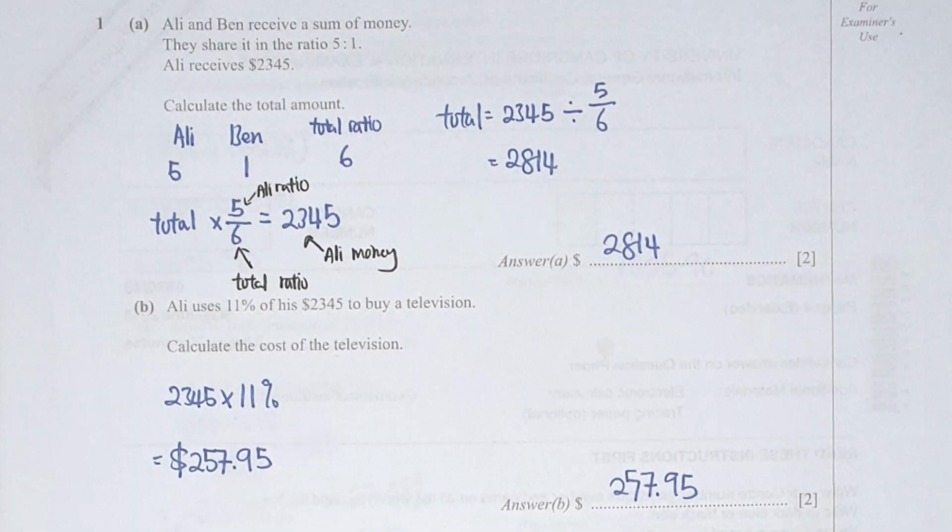So for question 1 here, the first thing that I did was to find the total ratio, which is 6. And the question itself is looking for the total. Hence, for our total here, we were given that Ali received 2,345. So total times 5 over 6 equals 2,345. Divide, then you will get the total as 2,814.